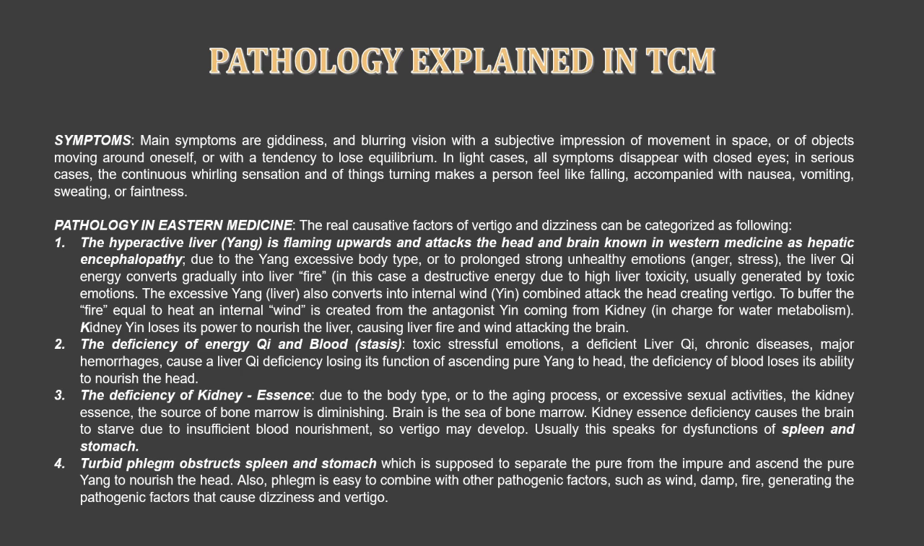First, the hyperactive liver yang is flaming upwards and attacks the head and brain, known in Western medicine as hepatic encephalopathy, due to the yang excessive body type or to prolonged strong unhealthy emotions such as anger and stress. The liver qi energy converts gradually into liver fire, and in this case it is a destructive energy due to a high liver toxicity, usually generated by toxic emotions. The excessive yang of the liver also converts into internal wind. Combined, they attack the head, creating the vertigo.